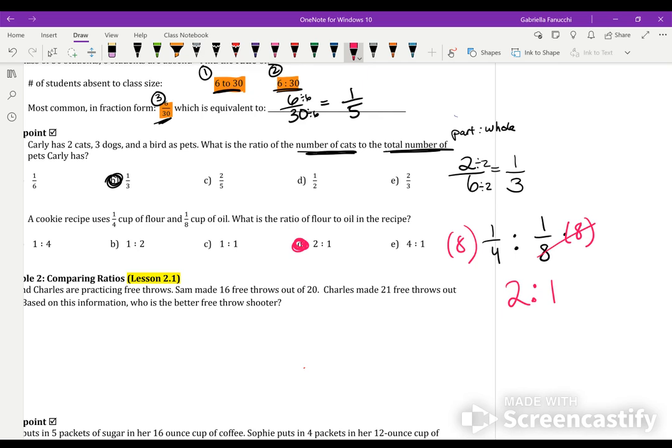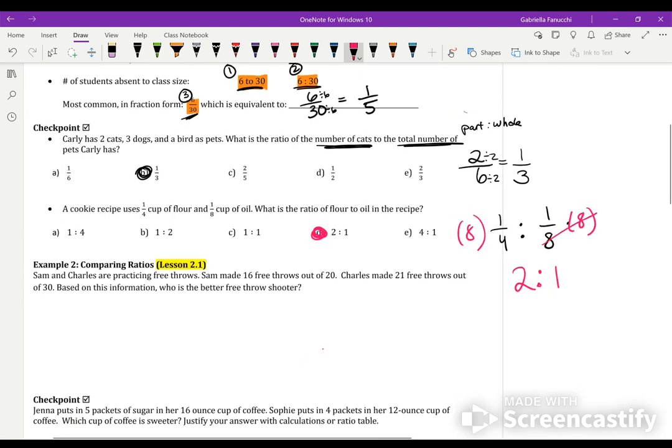Okay. And if you even looked at the denominators here, you can see that 1/4 is twice of 1/8. So 1/8 twice is going to be 1/4. That's cut in half, right? Because if you cut 1/4 in half, you're going to have 1/8.